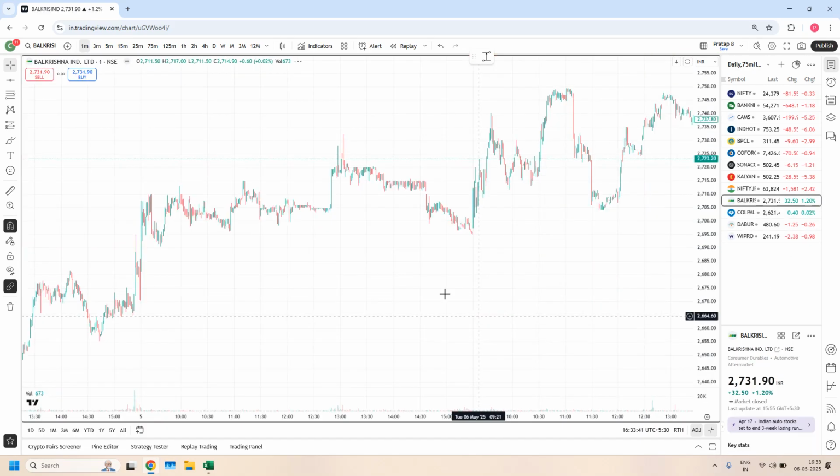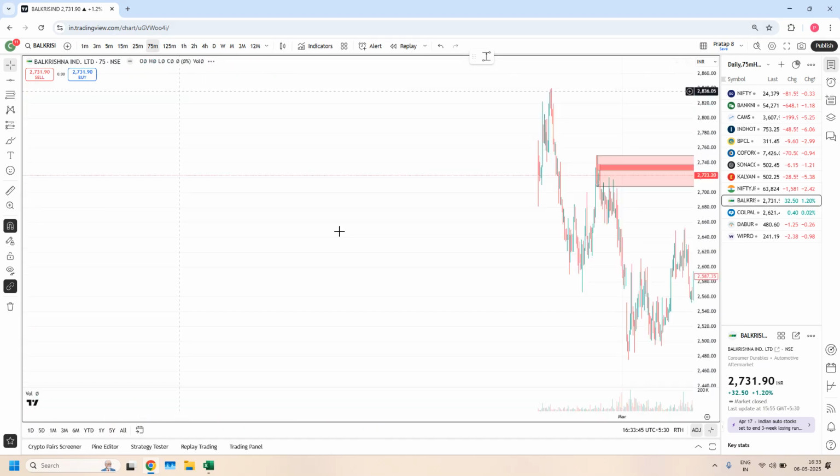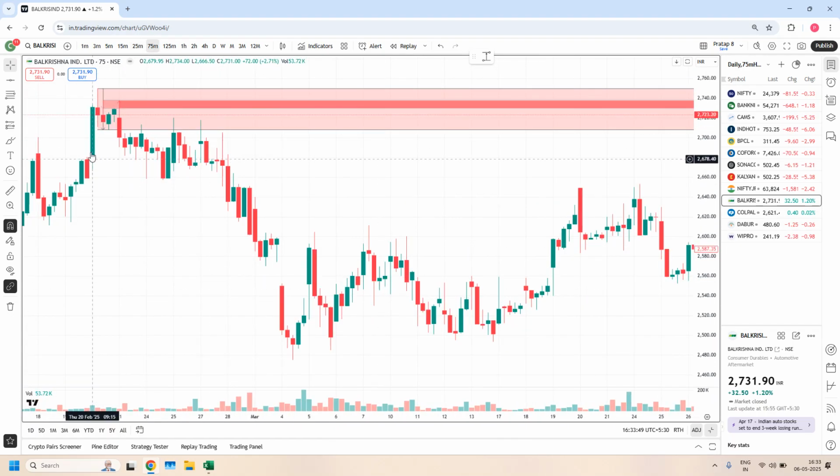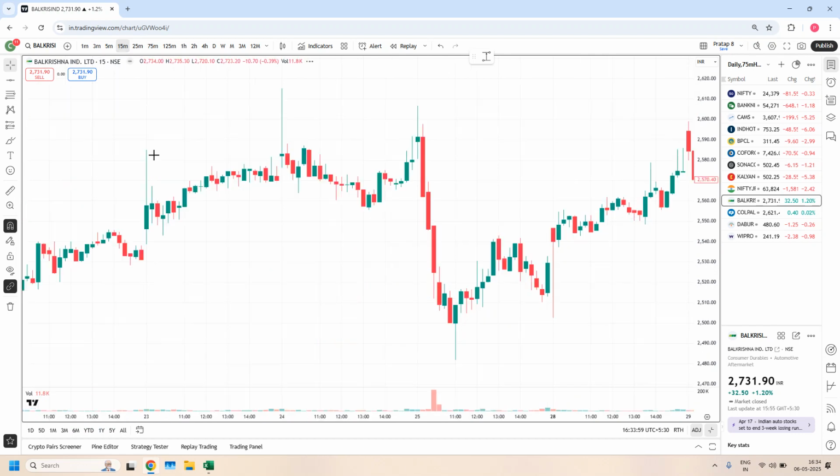Balakrishna Industries is a 75 minutes high liquidity supply zone. Let me go to 75 minutes time frame. How our software identified this zone? As a rally candle, 1, 2, 3, 4 base candles and a drop candle. This is how our software identified this zone. Okay, this one we need to fine tune with 15 minutes time frame.